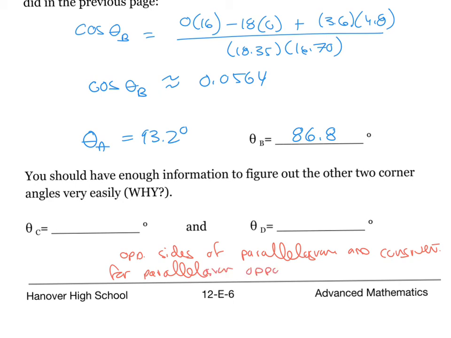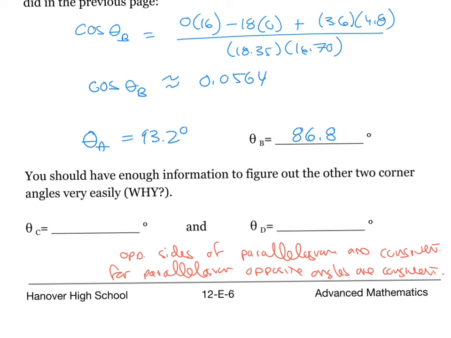opposite angles are congruent. So according to geometry, we don't have to go through this process. In fact, we didn't even have to go through this page at all. Once we knew that the opposite sides were congruent, we had a parallelogram on our hands, and we knew one angle. All the rest of them were figured out for us.